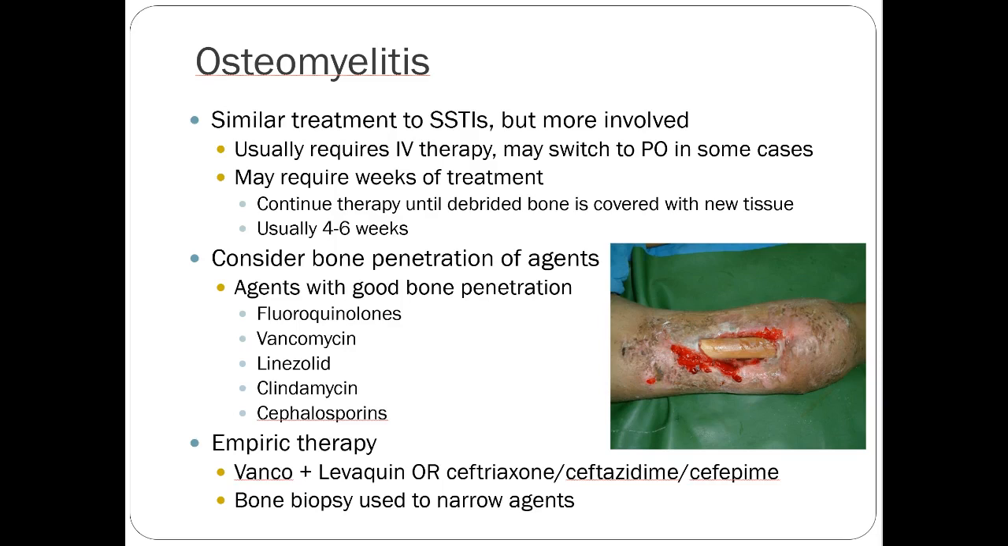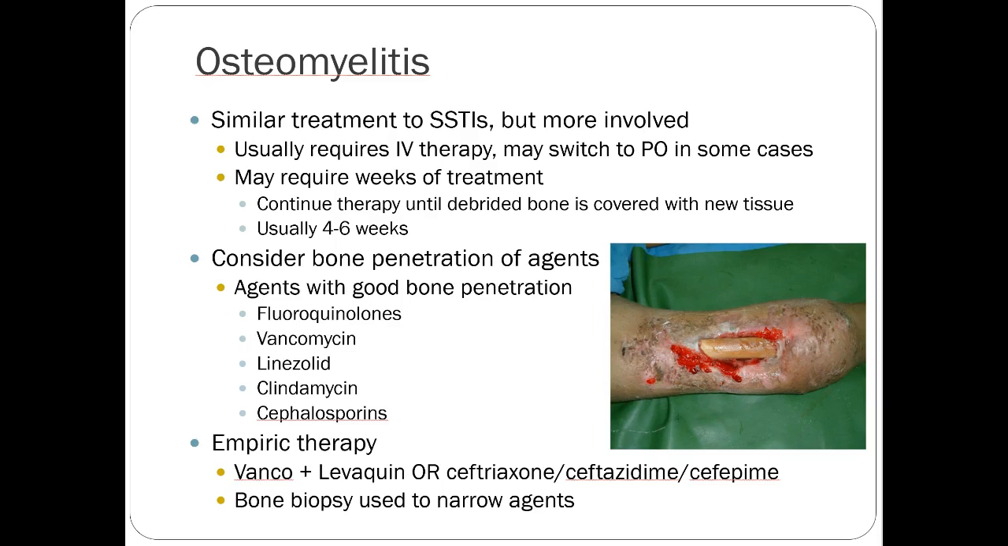Also, bone penetration. Usually agents with good bone penetration I listed down here. So fluoroquinolones generally work well for osteomyelitis. Vanco's got decent bone penetration. Linezolid, clindamycin, and most all cephalosporins. So a lot of drugs have good bone penetration, but ones that don't would be like Zosyn. Zosyn doesn't have great bone penetration. It's kind of a big, chunky beta-lactam. It doesn't work quite as well.